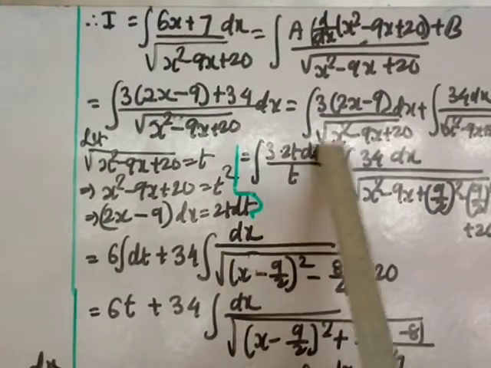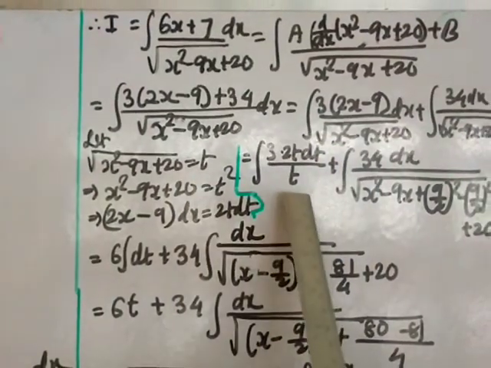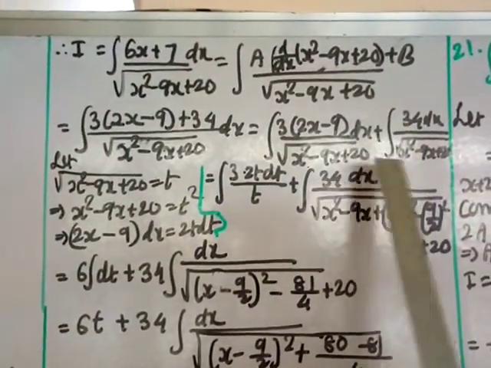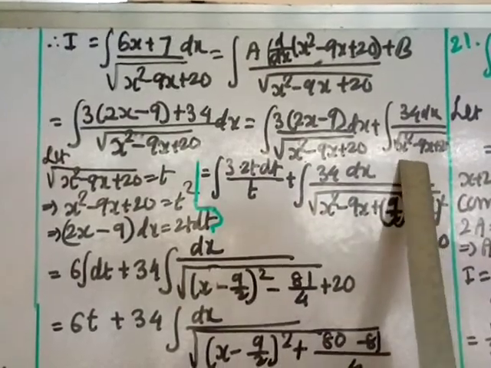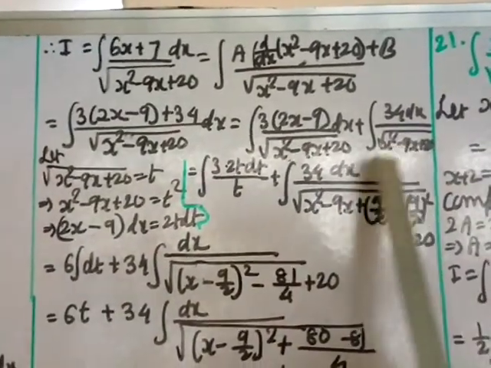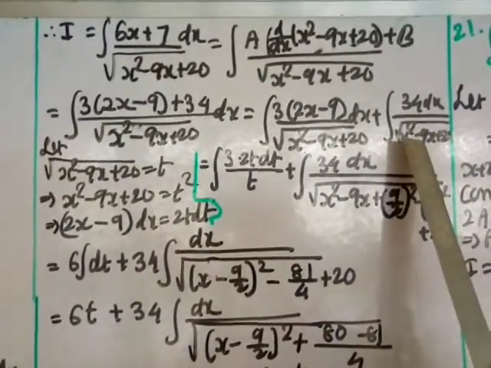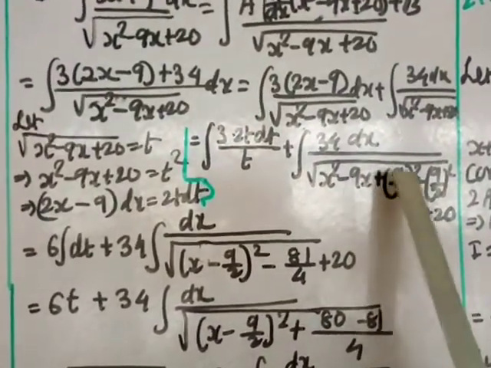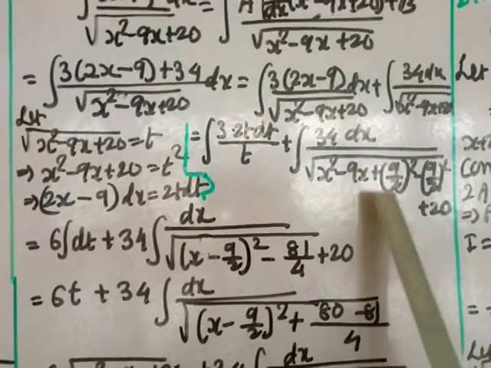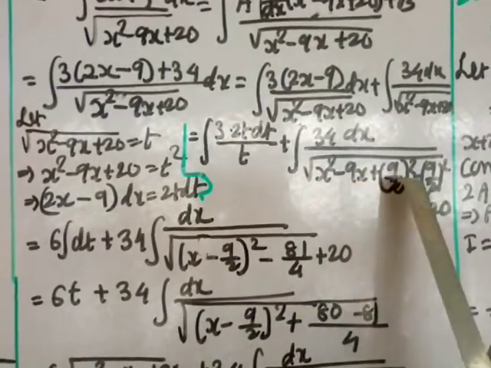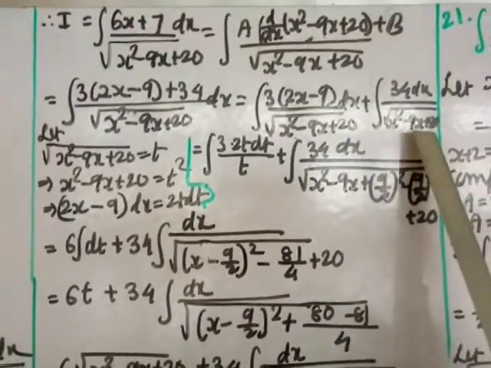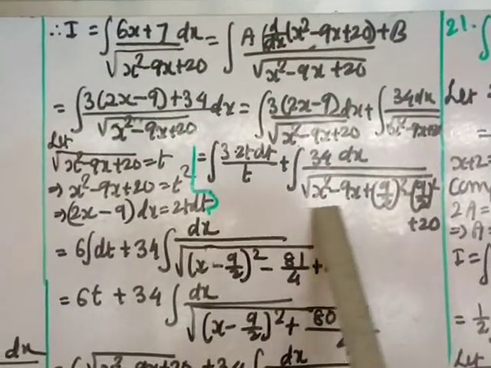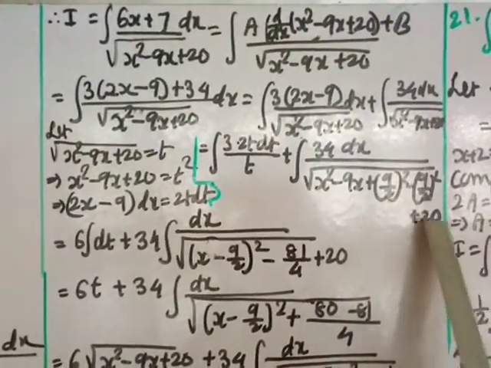So 2t dt, and this you are taking as t, so put as t, plus this 34 as it is, and this we have to make a perfect square. Okay, so x square as it is, minus 9x as it is. 9 you have to divide by 2, so 9 by 2 you cannot cancel, so 9 by 2 square, add and subtract. So 9 by 2 whole square, adding, then subtracting 9 by 2 whole square, and this plus 20 I bring as it is. So this will become a perfect square, and this I will simplify.